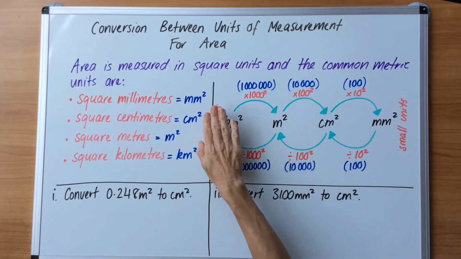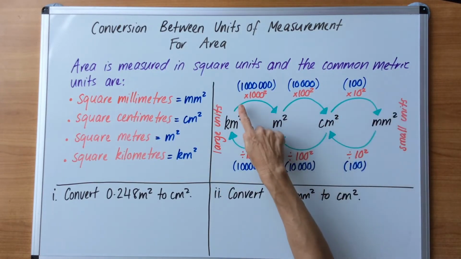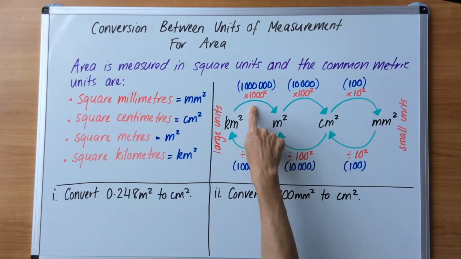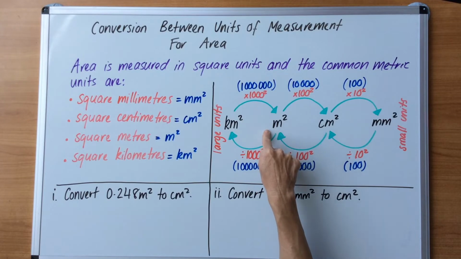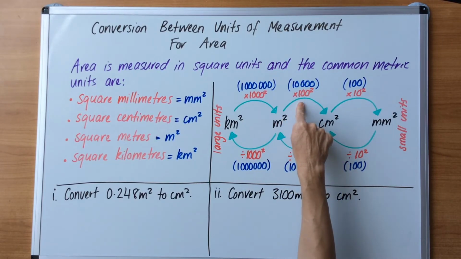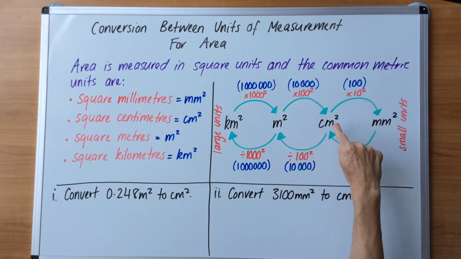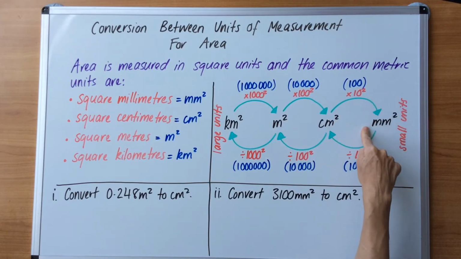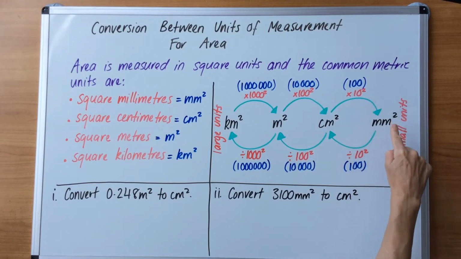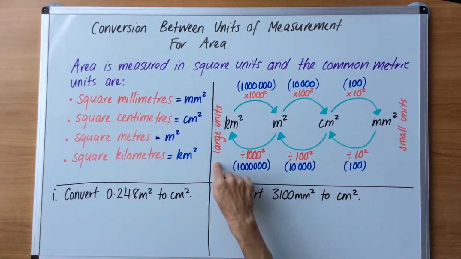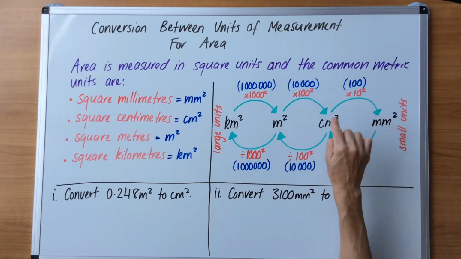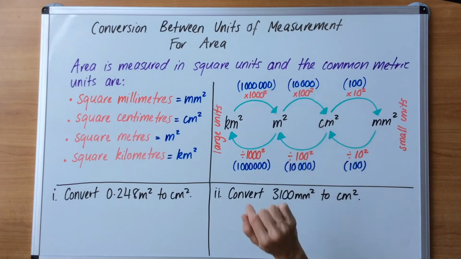So large units going to small units, you multiply, again, times 1,000 squared from kilometres to metres squared. From metres squared to centimetres squared, it's times 100 squared. And from centimetres squared all the way down to millimetres squared, it's times 10 squared. If you're going from small units to large units, you have to do the opposite and divide. You can see that the numbers are the same.